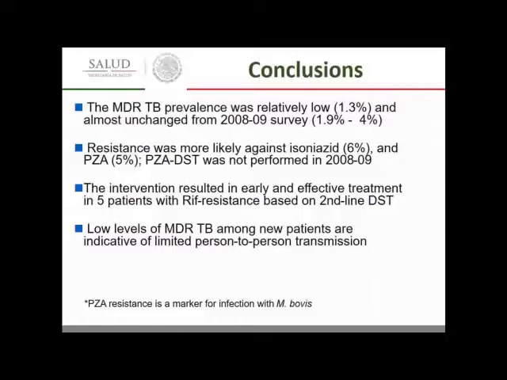In conclusion, the MDR-TB prevalence was relatively low, 1.3%, and almost unchanged from the national 2008-2009 survey. Drug resistance was more likely against isoniazid and PZA. The intervention included effective treatment in 5 patients with RIF resistance. The low levels of MDR-TB among never before treated patients are indicative of limited person-to-person transmission.